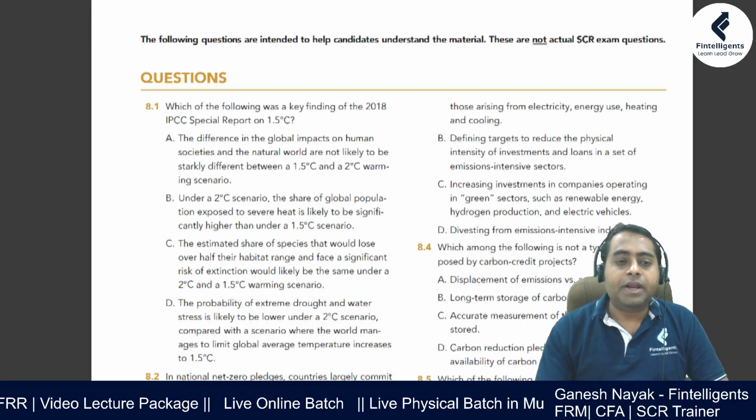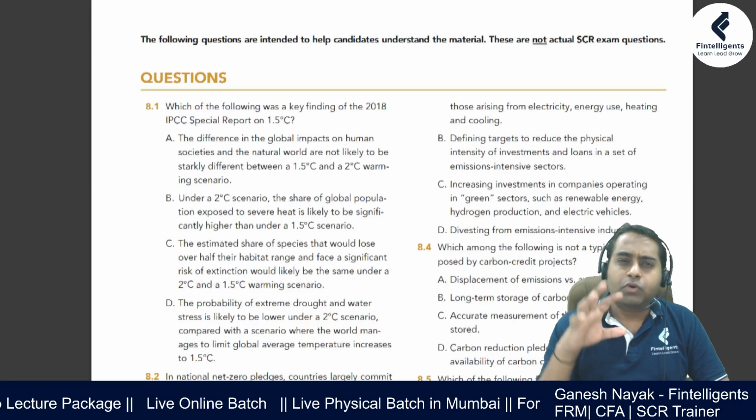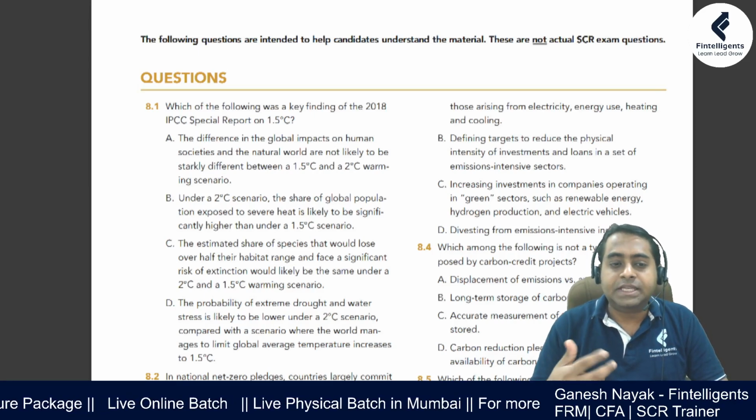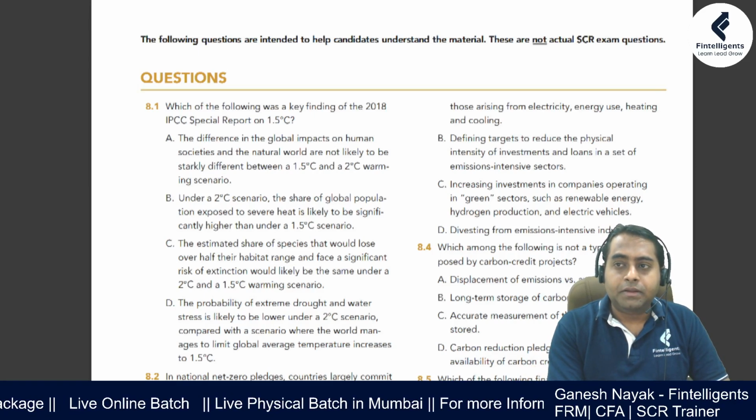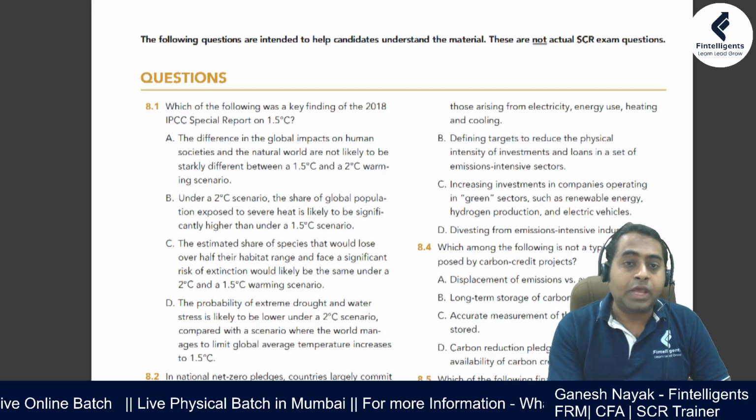Then there is one more required reading, which is, if I'm not wrong, with respect to chapter 4, the GHG protocol. Just read it quickly. Good chance that they might ask you a question from there. Okay, so with this, we have completed the important concepts for the entire SCR April 2024 exam.